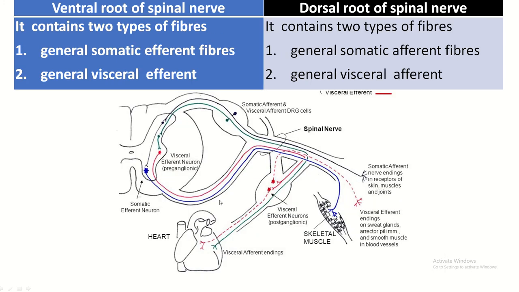The functional components of the ventral root and dorsal root. This is the ventral root. It contains two functional components, general somatic efferent and general visceral efferent, and two sensory components, general somatic afferent and general visceral afferent.